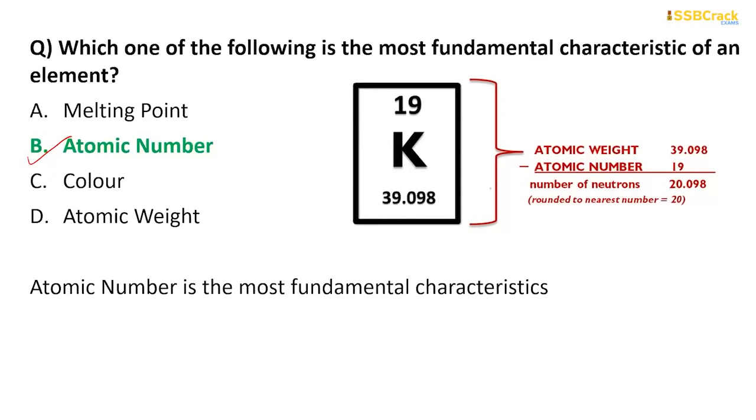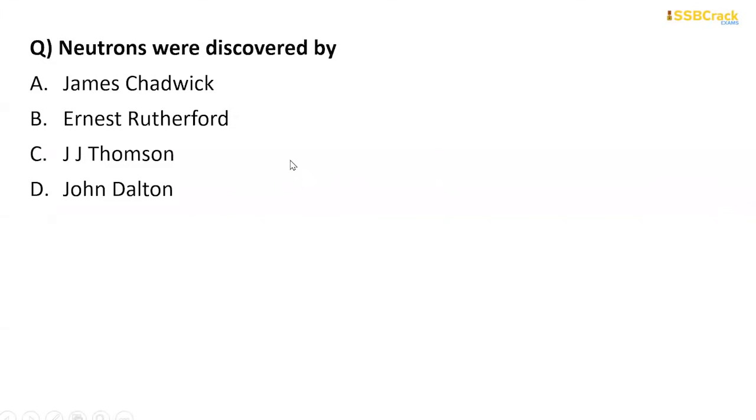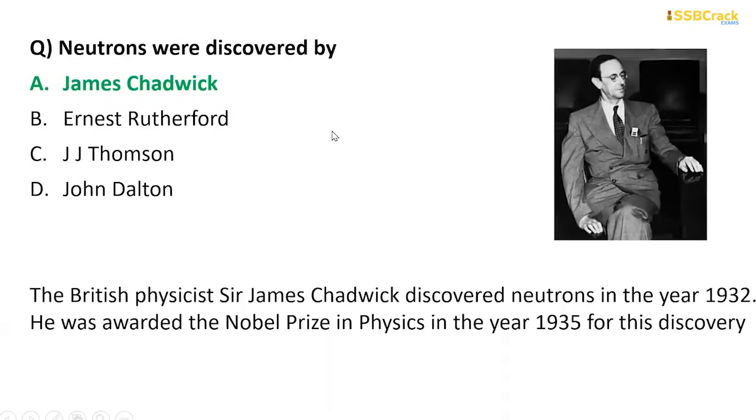Moving on to the next question, we have: neutrons were discovered by... So here they're asking the name of the scientist behind the discovery of the neutron. So that scientist is James Chadwick. He discovered neutrons.